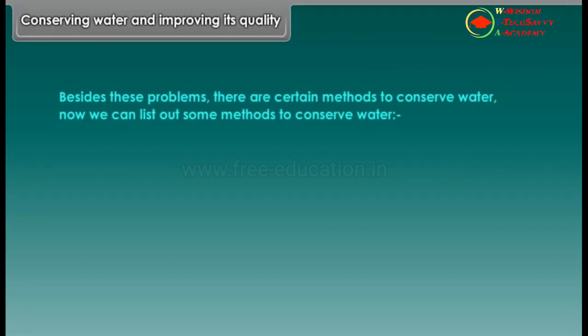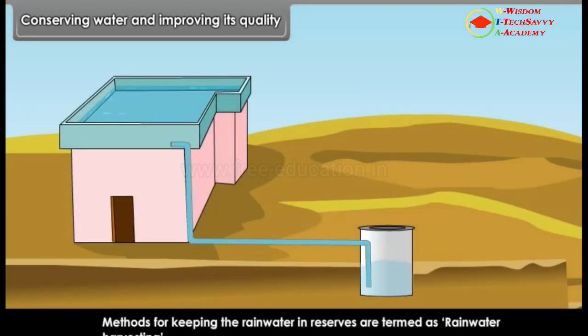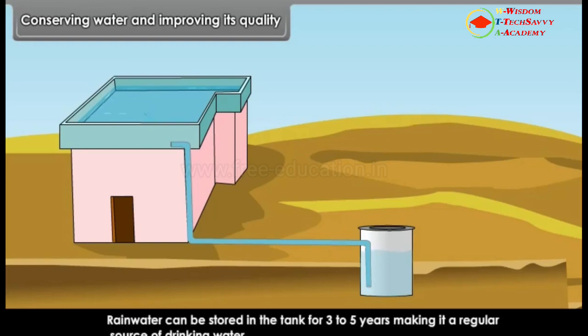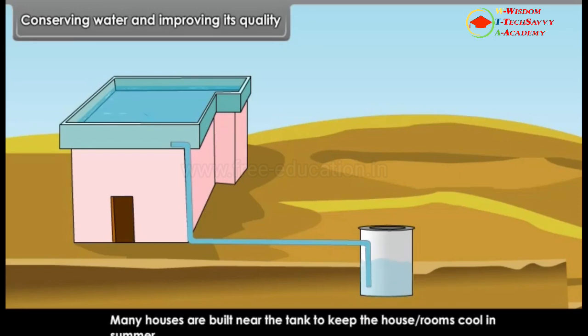Now, we can list out some methods to conserve water. Rainwater harvesting. Methods for keeping the rainwater in reserves are termed as rainwater harvesting. Do you know? Rainwater can be stored in the tank for 3 to 5 years, making it a regular source of drinking water. Rainwater, Paalar Pani, is the purest form of natural water. It is often used to cure ailments of sick people.